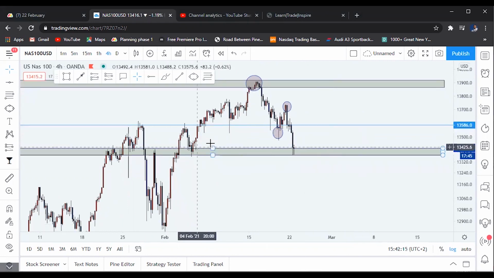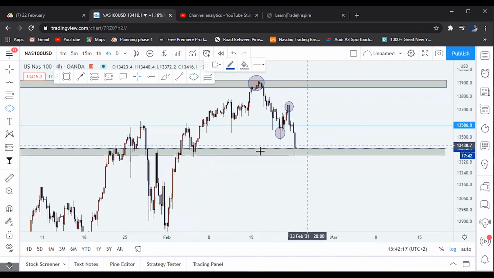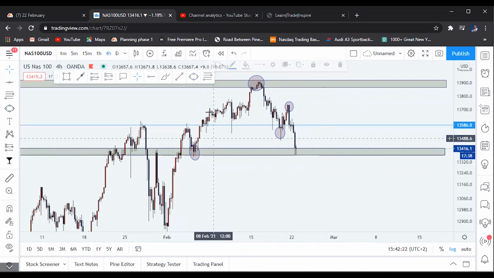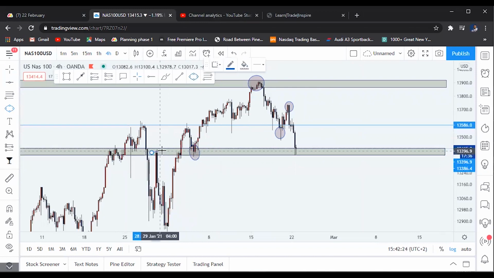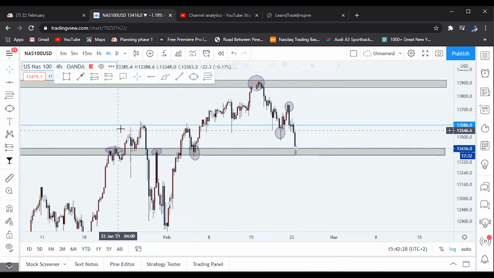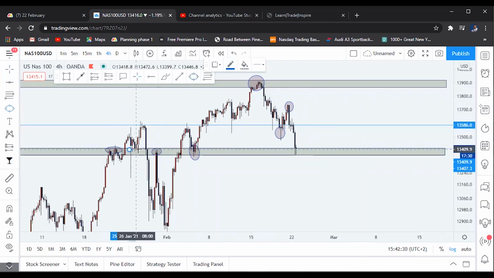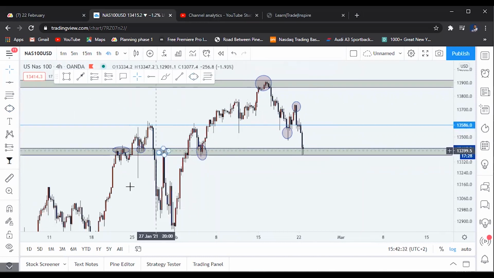So now you can clearly see once you look back, because it is very important that you look back all the time when you're analyzing. You can clearly see that now the market is at a strong level of support that was previously a resistance, and it was broken to come for a retest.